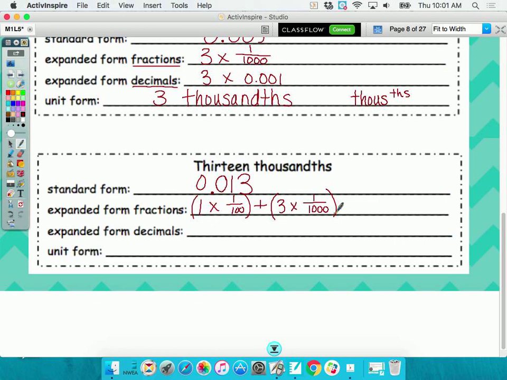Now, let's take a look at expanded form decimals. What's the only thing that changes? The fractions, right? Yeah. So, how do I write 100th as a decimal? 0.01. And everything else in that set of parentheses stays the same. And how do I write 1,000th as a decimal? 0.001. And everything else stays the same.